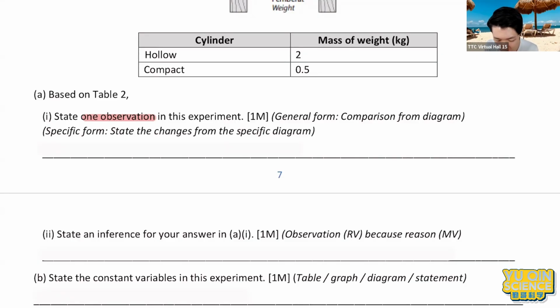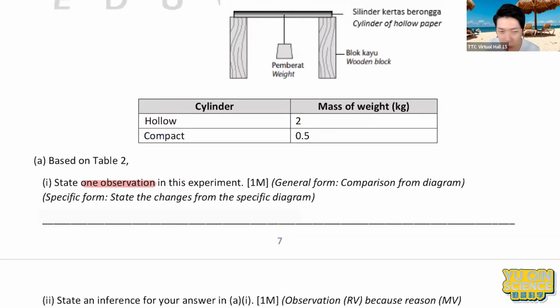So what we observe here is the hollow one. Wow, it can withstand 2 kg. You know what that means? Or the compact, no good. Okay, so what does that mean? That means you can withstand a greater mass of weight. What is tahan? Tahan means can withstand, can hold. Yeah, I think withstand and hold is good.